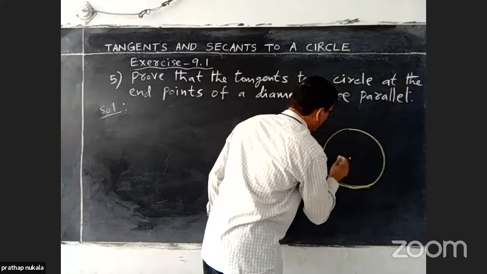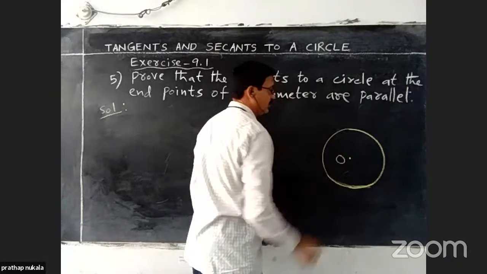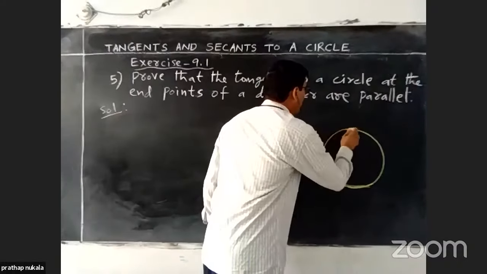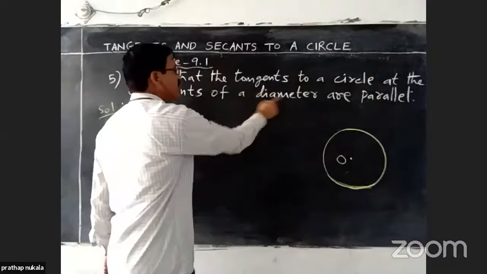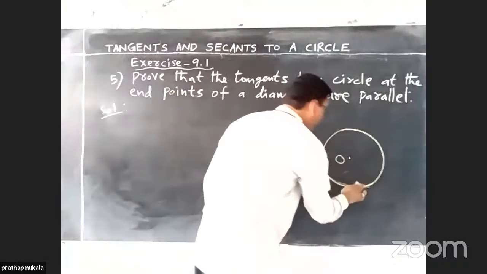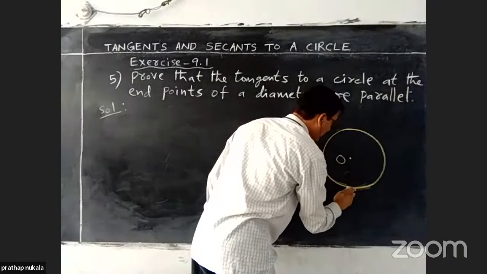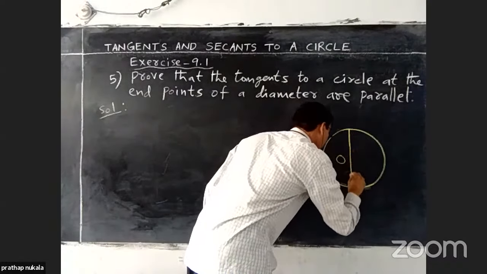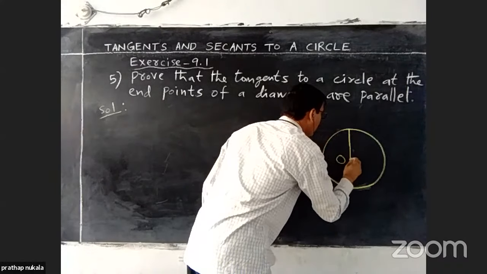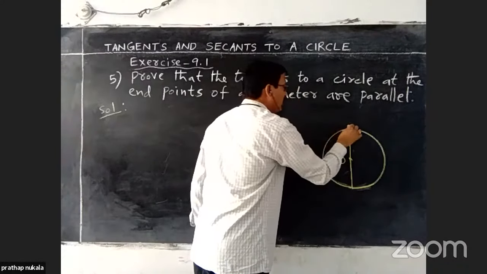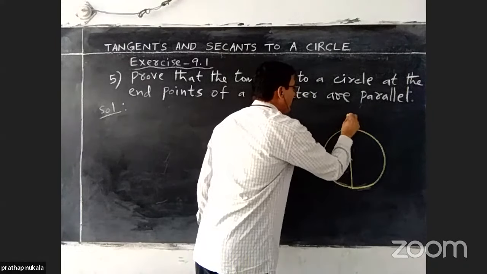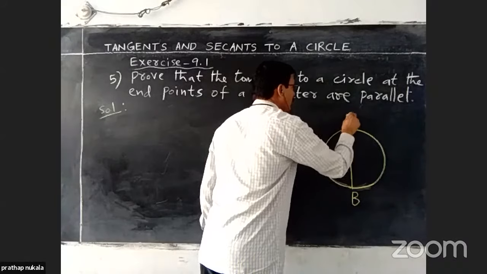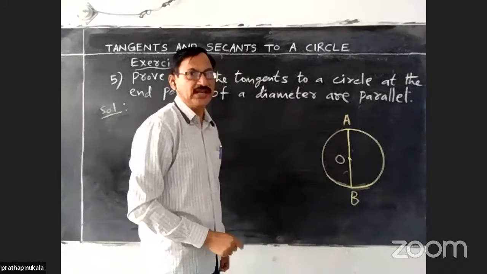With center O, draw a diameter, as it is asking about the end points of a diameter. Just look at the diameter, draw the diameter. This is the center point. Locate the points as A and B. AB is a diameter.